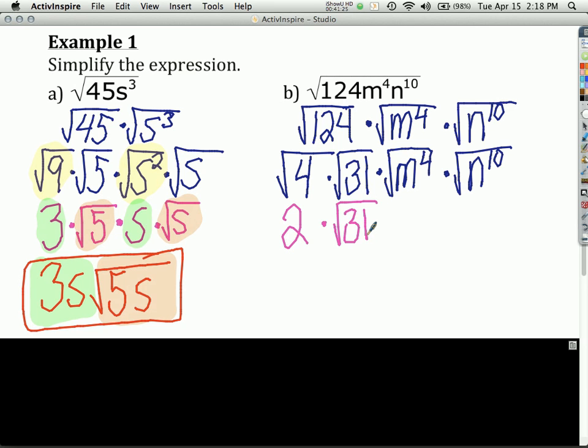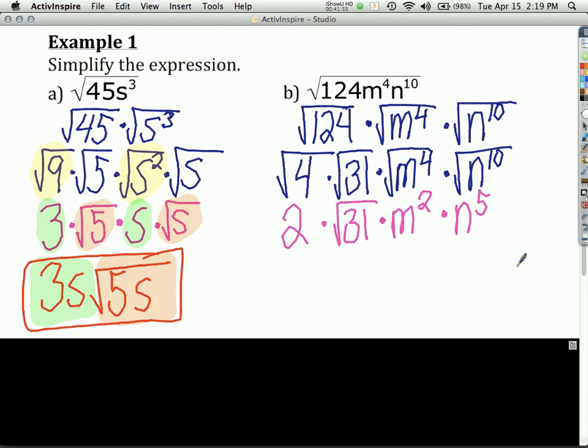I'm sorry? I thought I said 31. Okay, 31, sorry. What is the square root of m to the 4th? Let's see who was paying attention 10 minutes ago. Square root of m to the 4th. Davis? M squared. That's right. M squared. I think that was an easy one. Let's see who was really paying attention. What's the square root of n to the 10th? Sebastian? Very good. N to the 5th power. Nice.